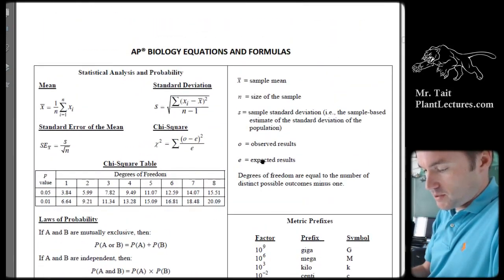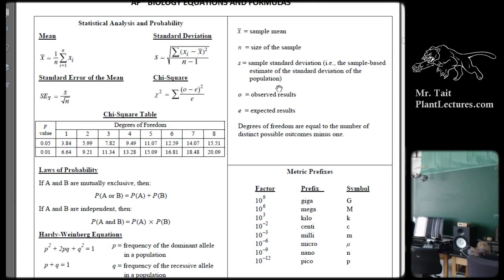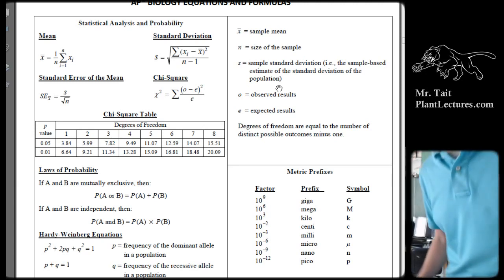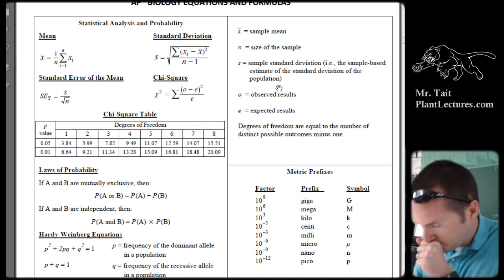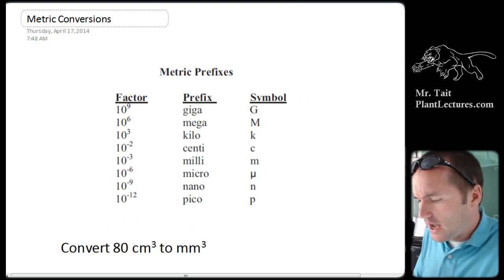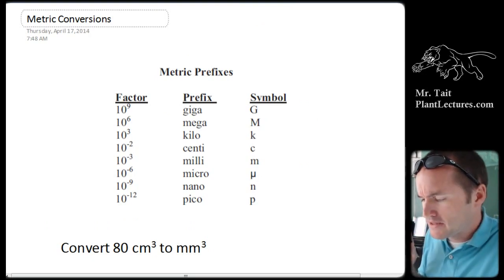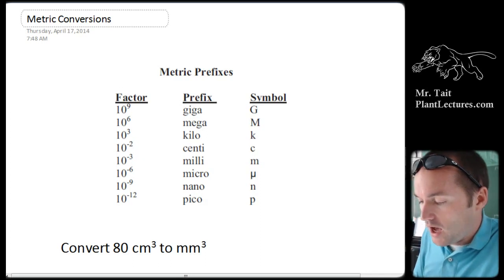So here's the front of it as well. AP Biology equations and formulas. And we're going to go over these today as to which ones are going to be the most important and which ones are used the most often. So, metric prefixes. That's the first thing. I'm not going to spend too much time talking about metric prefixes because I think you guys have a pretty good idea of how to do them.